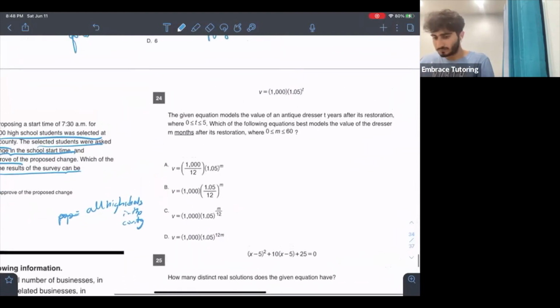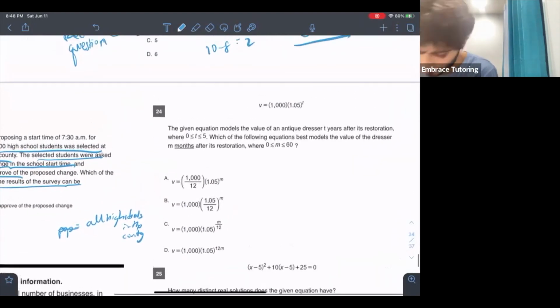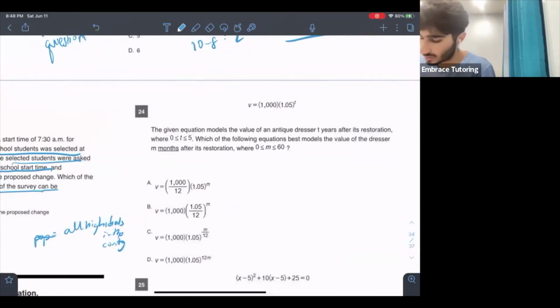24. We're getting closer to being done. The given equation models the value of an antique dresser T years after its restoration, where 0 is less than or equal to T, which is less than or equal to 5. Which of the following equations best models the value of the dresser M months after its restoration, where 0 is less than or equal to M, which is less than or equal to 60?